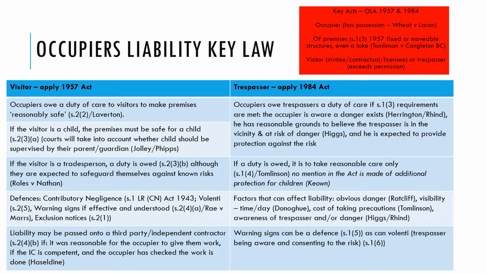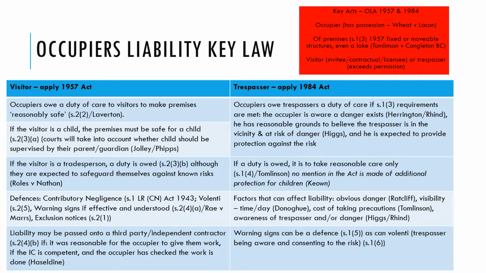Although the courts will take into account where a child is younger, that they should be supervised. So if they're not being supervised up to a certain age, then that will go against the visitor. Okay, so it's probably going to be the parent or guardian that are bringing the action anyway if a child is injured on premises. So the court will certainly take into account whether that parent or guardian was supervising in the first place. If the visitor is a tradesperson, a duty is still owed to that tradesperson, but of course, if the injury is related to what they're doing there, they are expected to safeguard themselves against risks, and those risks that are known.